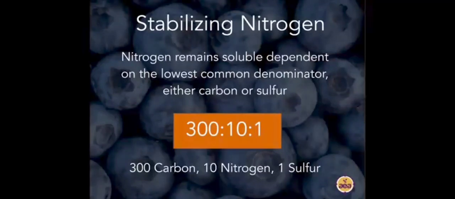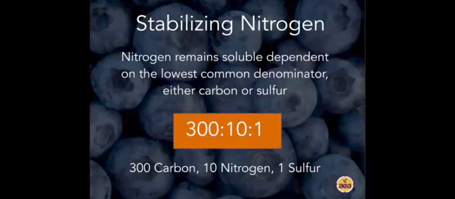Nitrogen stabilization, and you could also, by extension, speak of carbon stabilization, because the reality is you're stabilizing all three of these anions together. These protein and carbon-based compounds will be unstable relative to the lowest common denominator. They're dependent on the lowest common denominator.